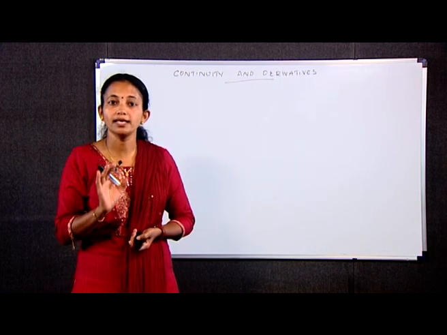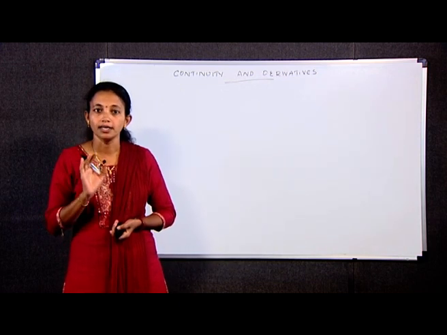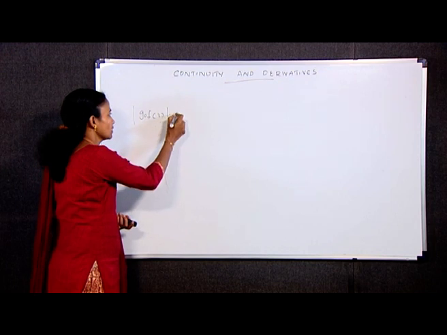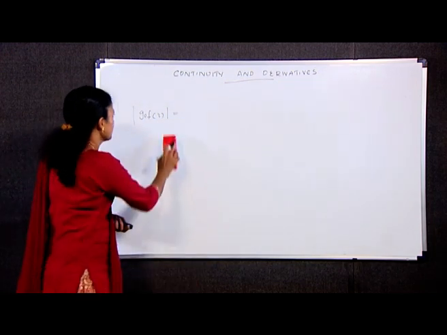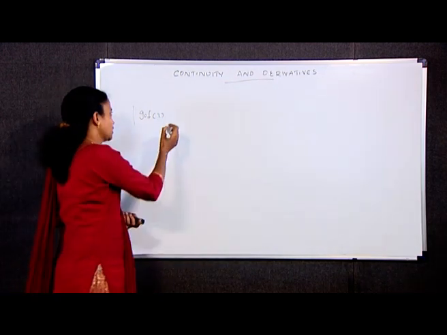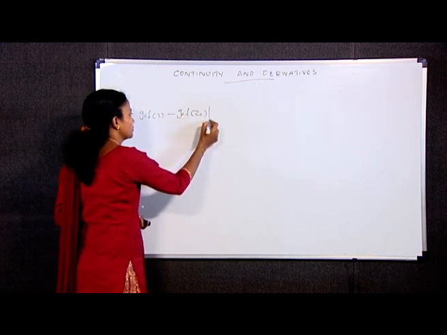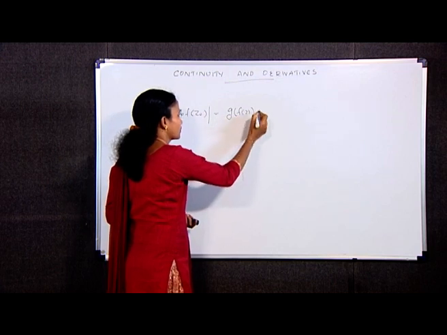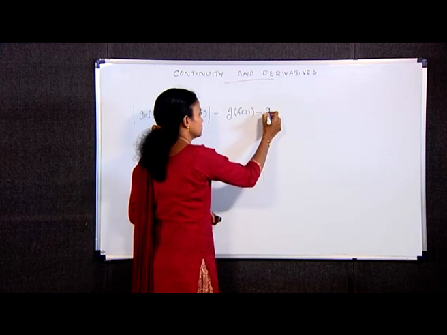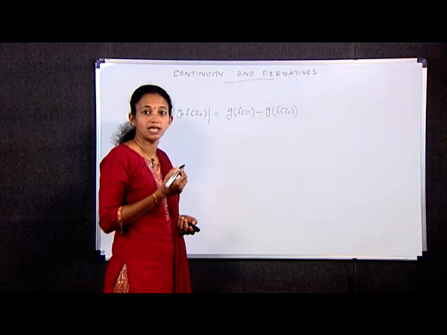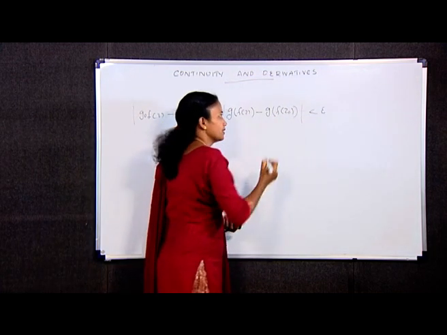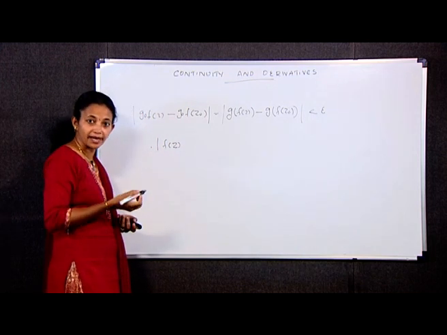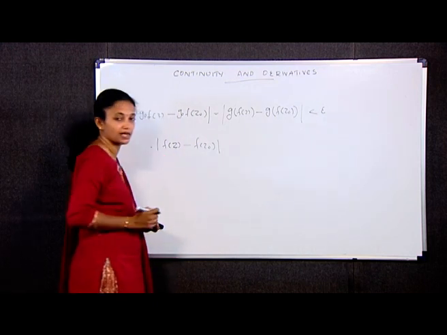In view of the continuity of g at w₀ = f(z₀), we know that for each positive number epsilon, there is a positive number r such that |(g∘f)(z) − (g∘f)(z₀)|, that is |g(f(z)) − g(f(z₀))|, is less than epsilon, whenever |f(z) − f(z₀)| is less than r.